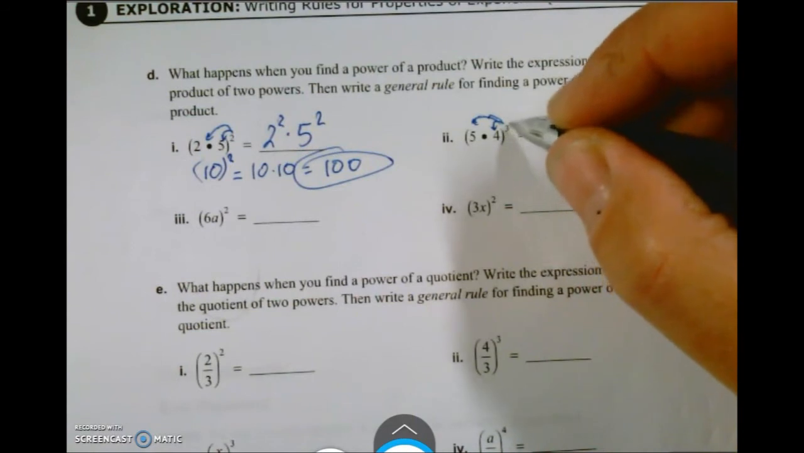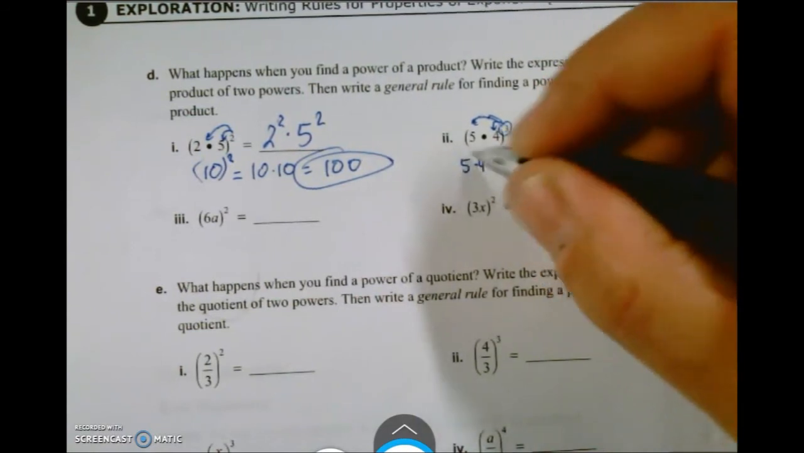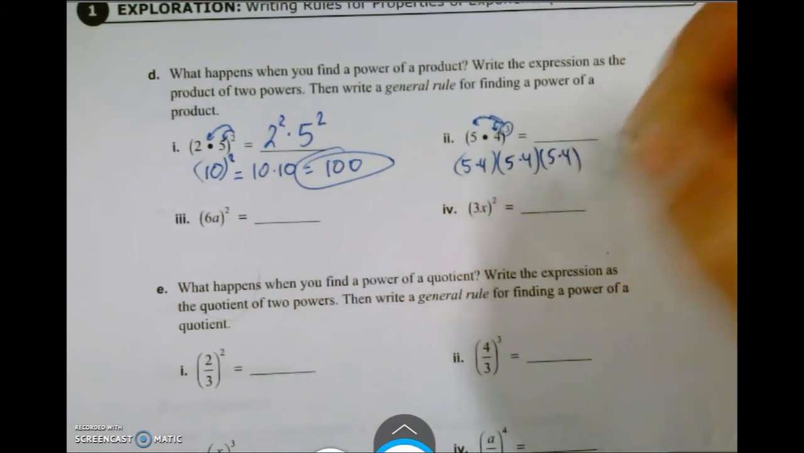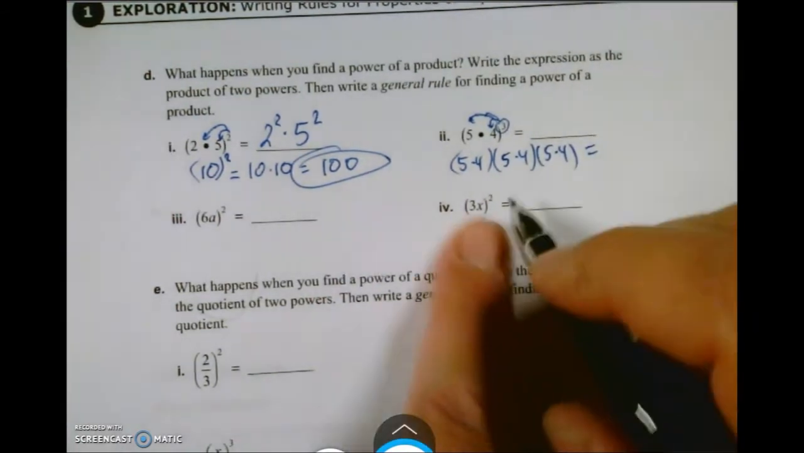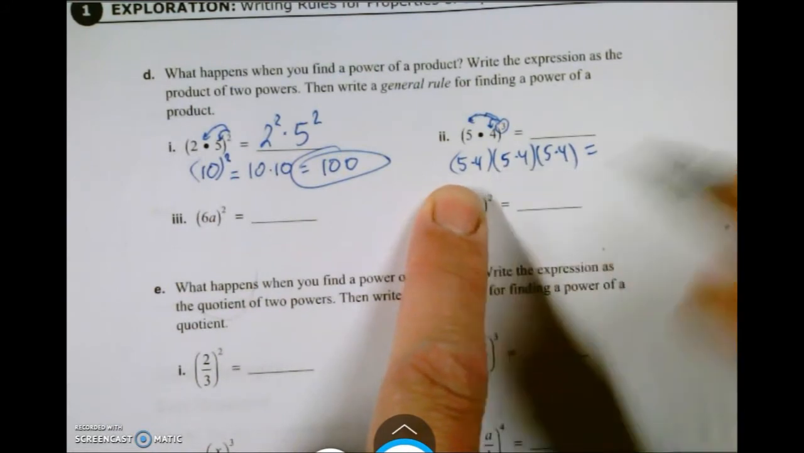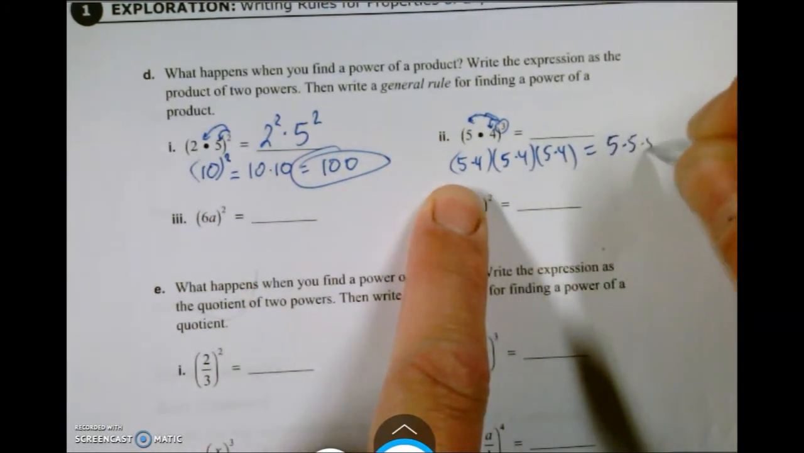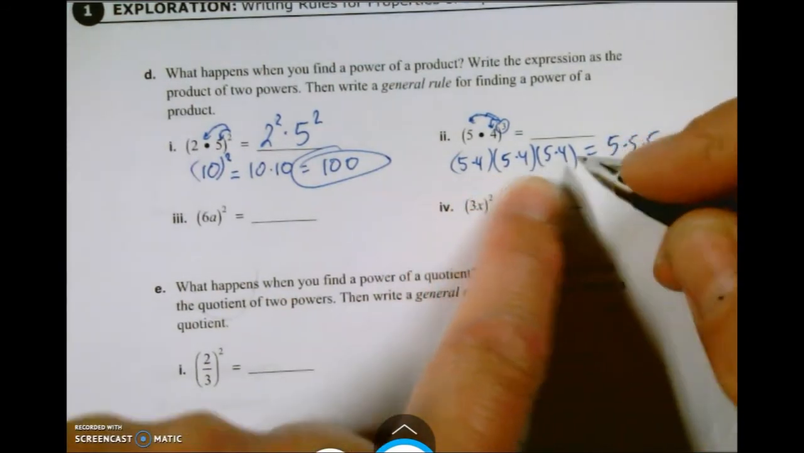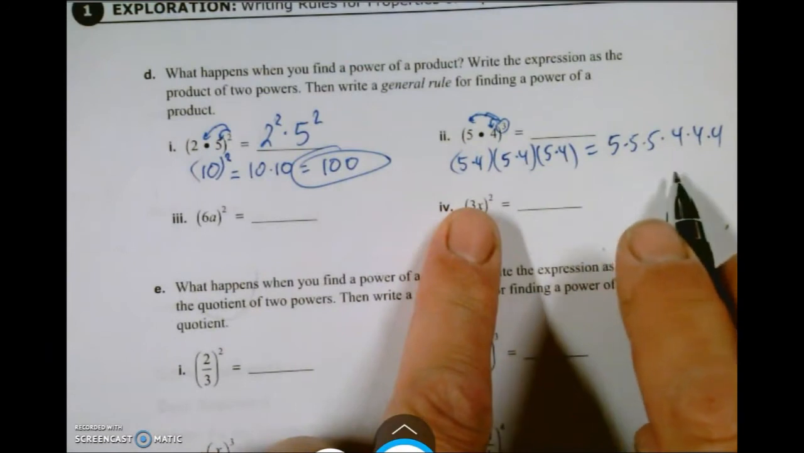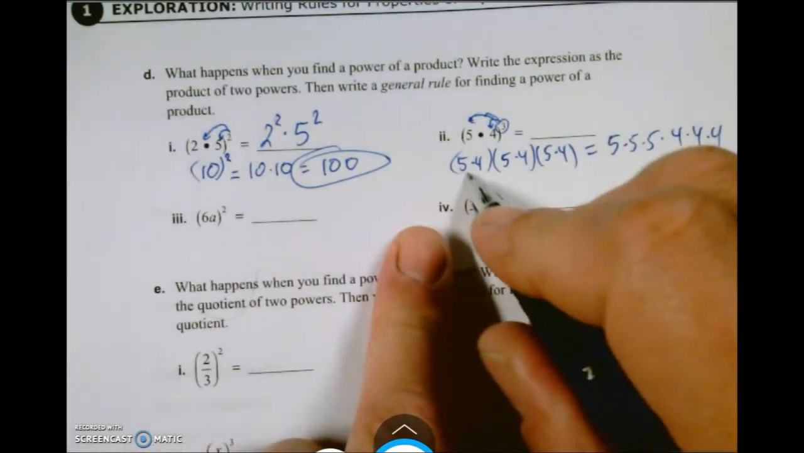5 times 4 to the third. The third power means 5 times 4, 5 times 4, 5 times 4. Now, the nice thing is, we know the commutative property. 5 times 4 times 5 times 4 times 5 times 4, we can rearrange as 5 times 5 times 5 times 4 times 4 times 4. So what we do is rearrange all these.